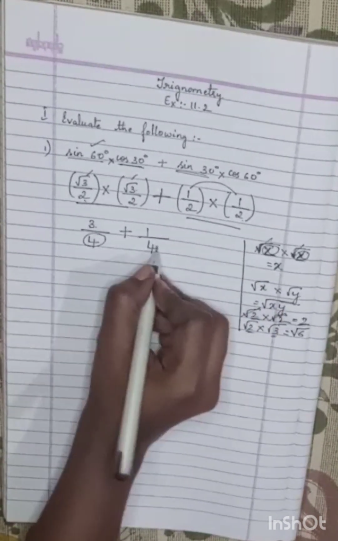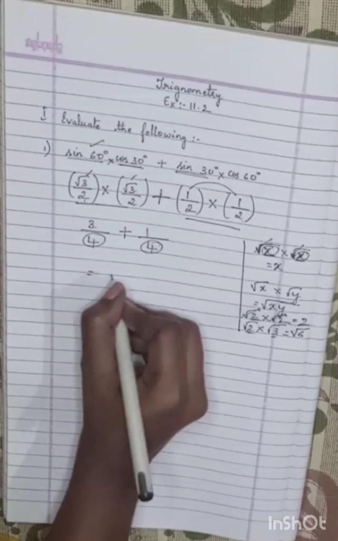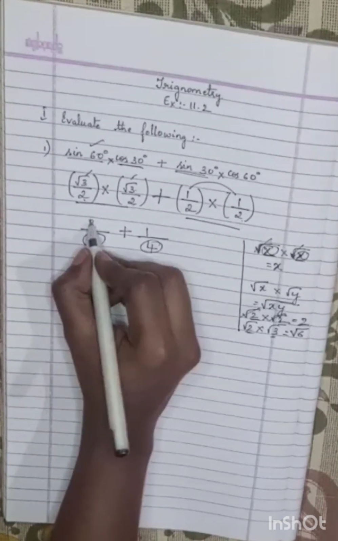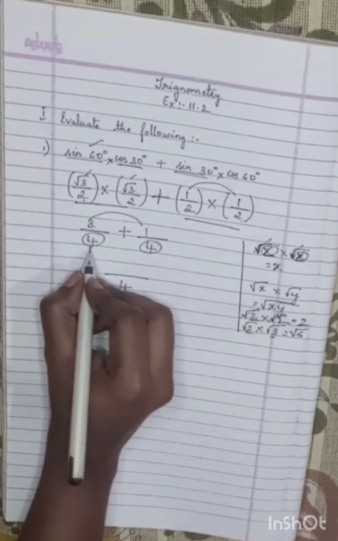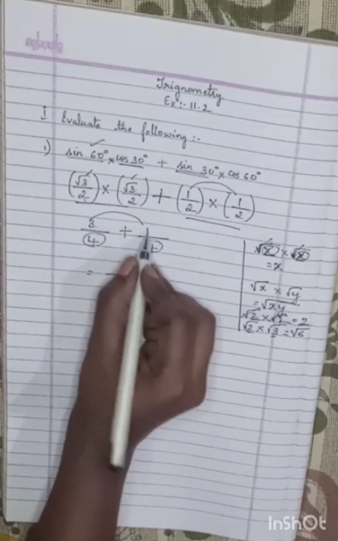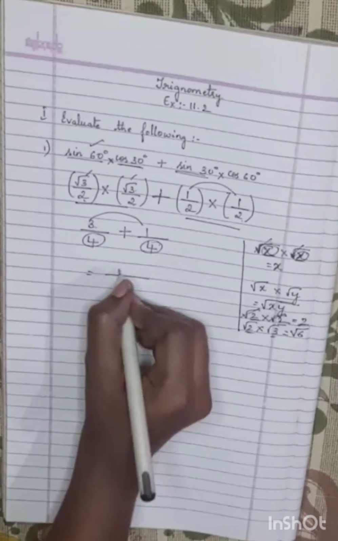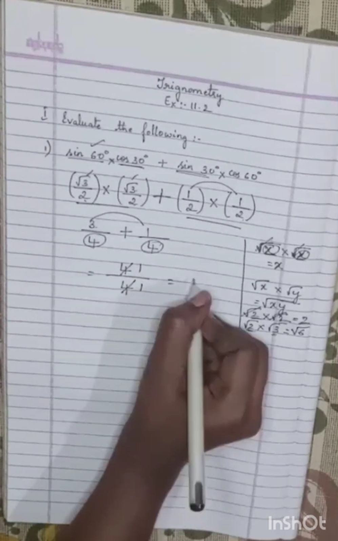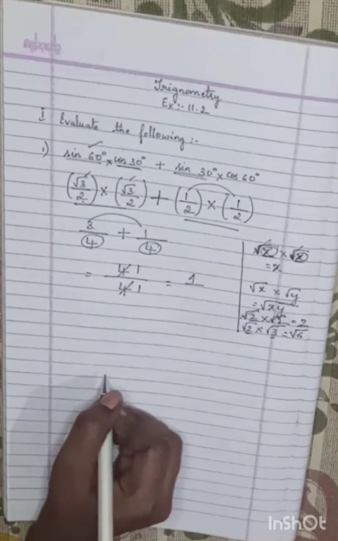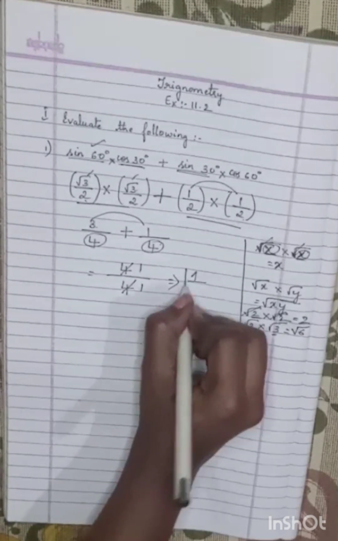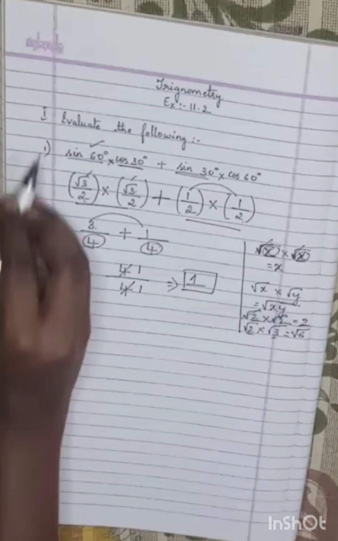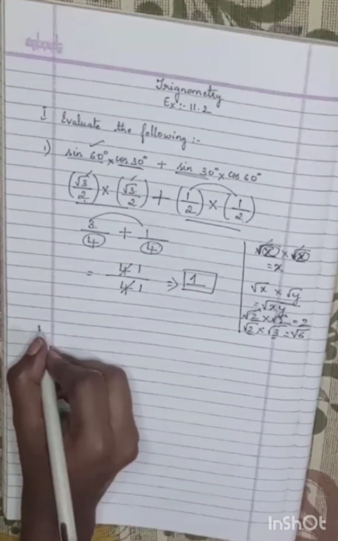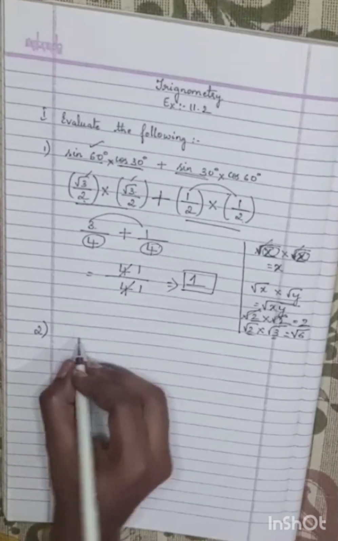Since the denominators are same, numerators get added up. When the denominators are same, numerators get added up. So 3 plus 1 is 4. 4 1s are 4, 4 1s are. So our answer is 1. So this is our answer for the first question. Next, let us move on to the second question.